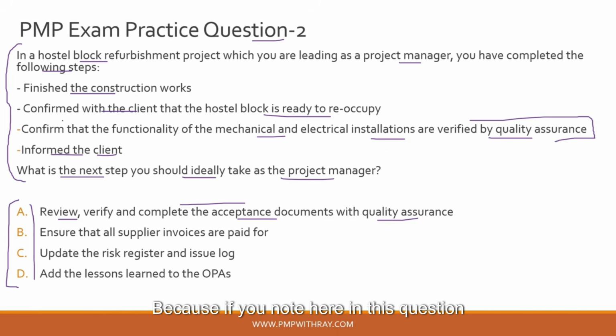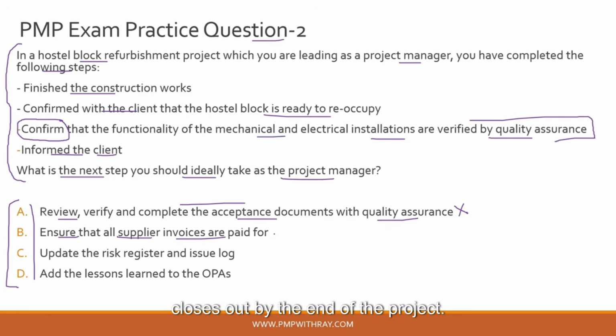Okay, because if you note here in this question stem, it has been mentioned that it is confirmed that the functionality of the mechanical and the electrical installations are verified already. Okay, so this looks like a redundant option, and that is why I will eliminate it straight away. Option B, ensure that all the supplier invoices are paid for. Now you might argue that before the project ends, you need to clear all the supplier invoices so the books of accounts close out by the end of the project. Okay, so let's park this option for now.